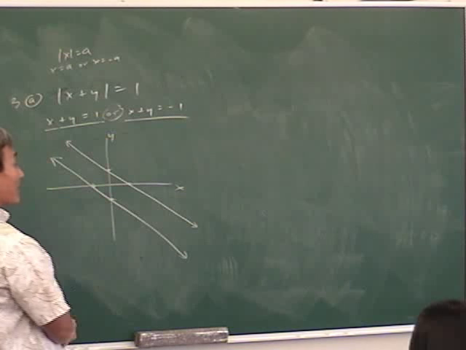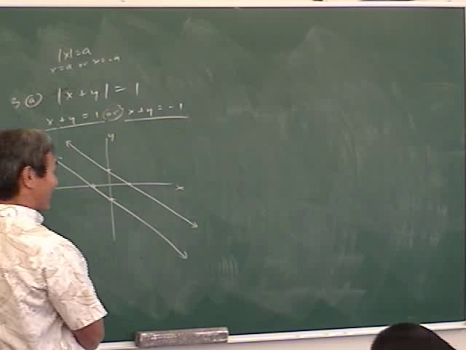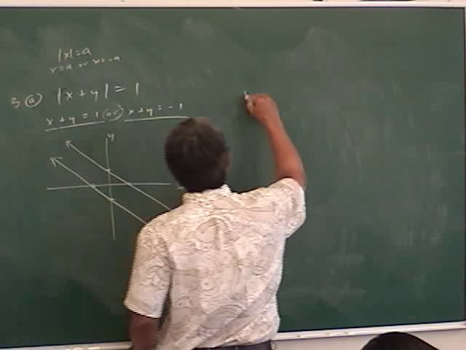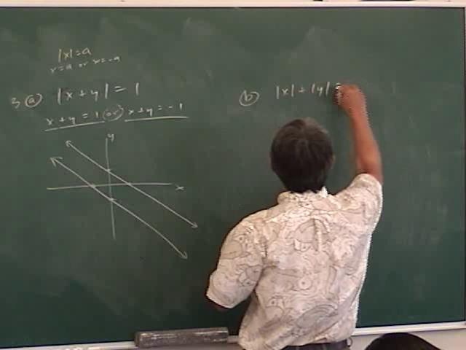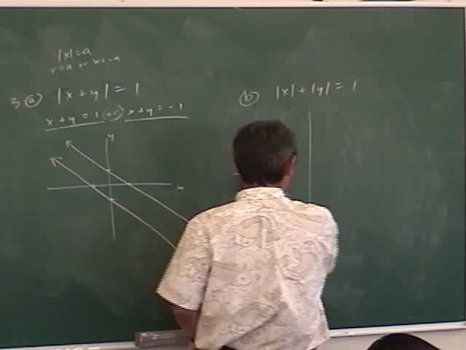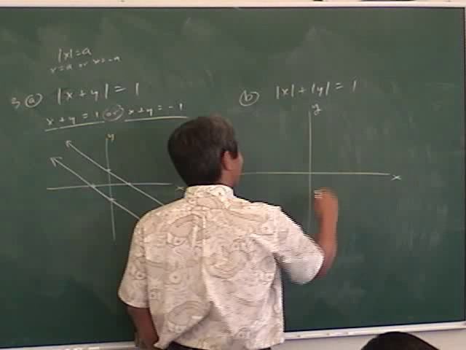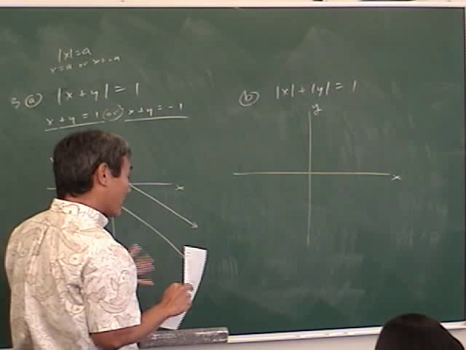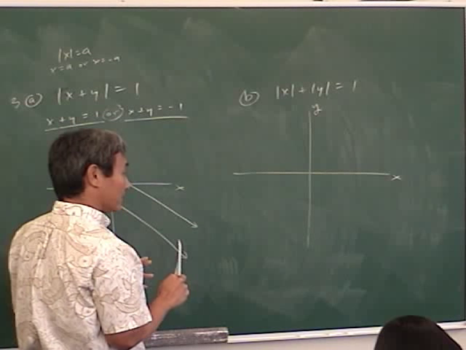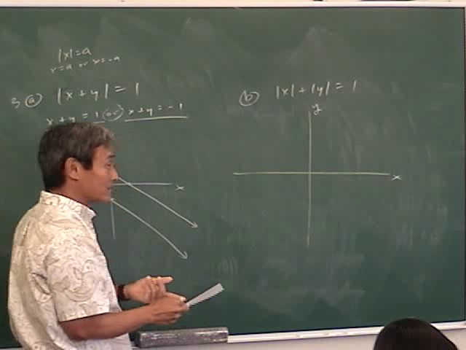Yeah, that's kind of simple. Yeah, because that's not the one on the test. Okay, B. Now on the test, you're not going to get the hint. You just have to know that you have to do this. So when you see absolute values on the x's and the y's separately, what you have to do is go by quadrants, because that's the hint.